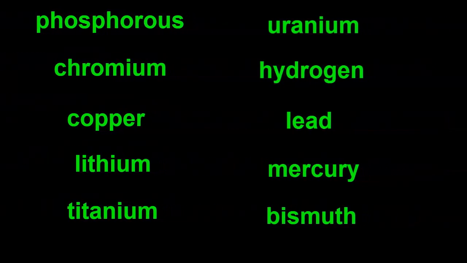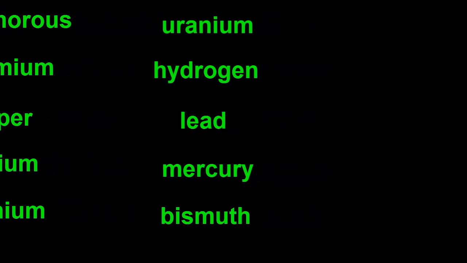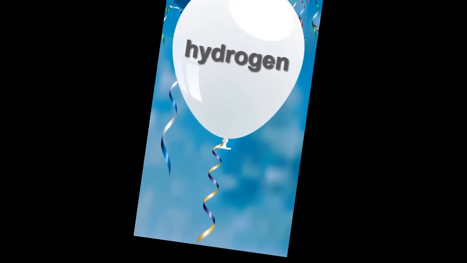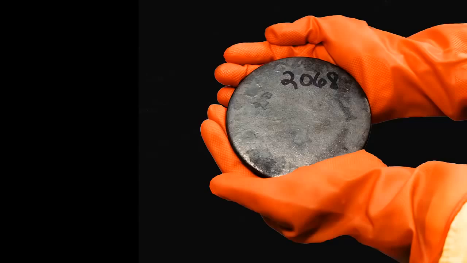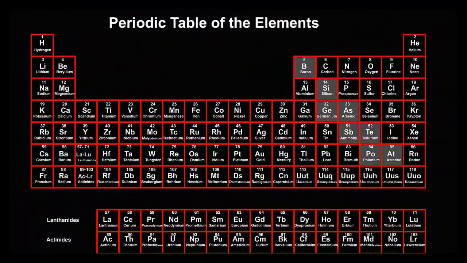Fortunately, there's a list showing all the elements. It starts with the element with the lightest atoms, hydrogen, and goes to the element with the heaviest atoms, uranium. This list is called the periodic table. How about grabbing your own copy now and checking it as you watch the video?